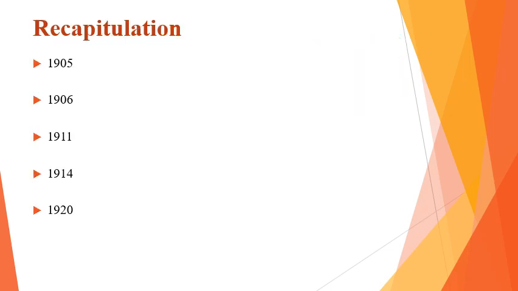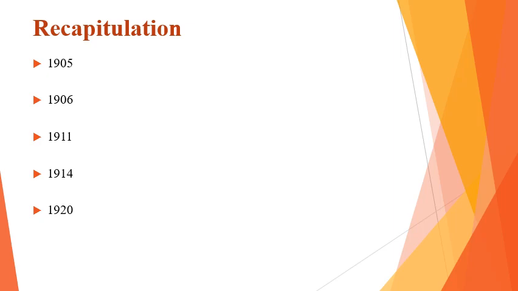Let us flash back to some of the ideas of the previous lesson. I will call out the year and you should think about the events that happened in that year. 1905. Yes, partition of Bengal. The next year, 1906. The first event was the Simla Deputation. The second one was the establishment of the All India Muslim League in order to strengthen the demand of the Simla Deputation.